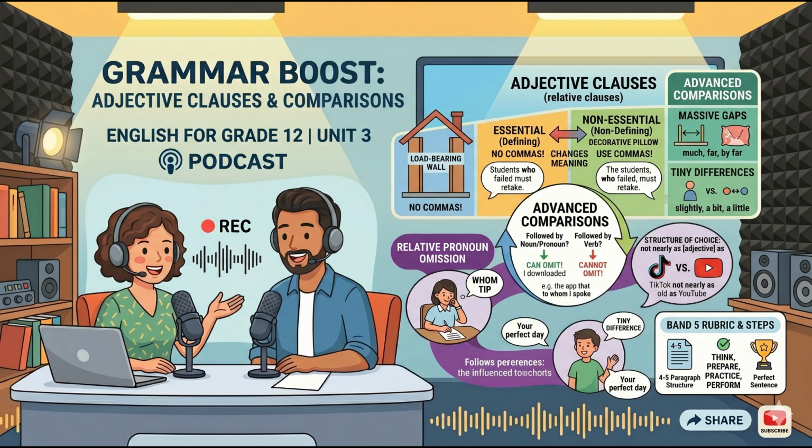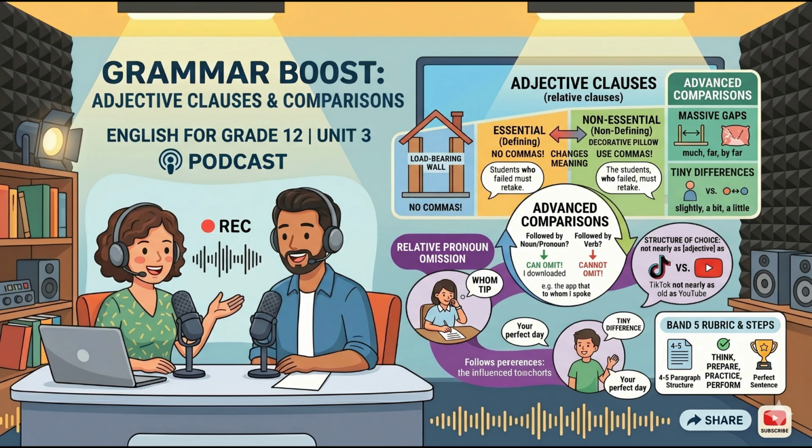Exactly. So if you were tackling the Unit 3 speaking task, which is telling an anecdote about meeting someone famous, a high-scoring sentence would have to combine these elements. Something like, the actor, who is much taller than I expected, gave a performance that wasn't nearly as dramatic as his previous roles. Yes. You've embedded a non-essential clause with commas, and you've used 2 advanced comparative degrees right there. That is exactly what they're looking for.